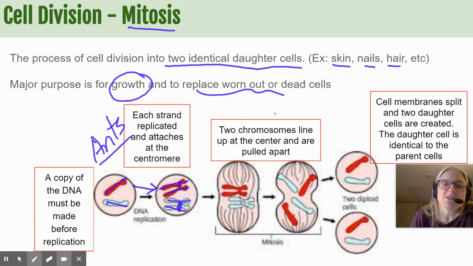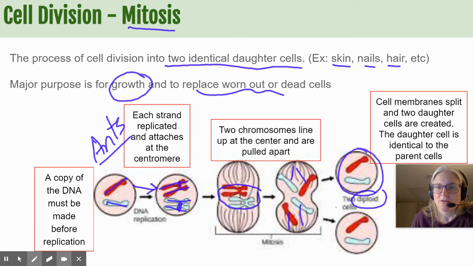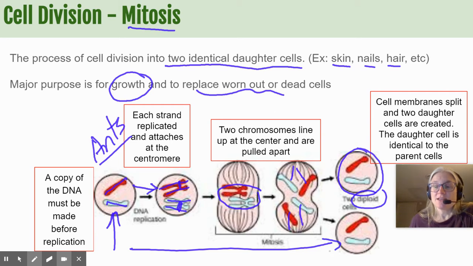So the chromosomes line up at the center of the cell, and each one is pulled away from its partner. So you end up still with 1 copy of each of the chromosomes. So they're still considered diploid cells. Alrighty, so they're identical to the parent. You'll see identical to those parents, and that's what you want. You don't want every skin cell to be different. You want them to be identical to the one that created it. So that's mitosis.